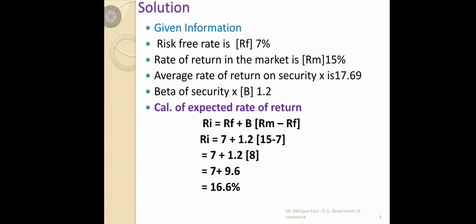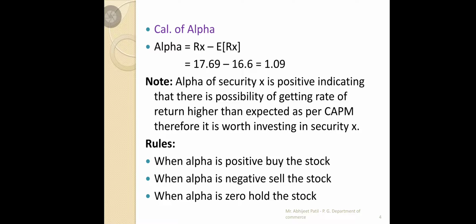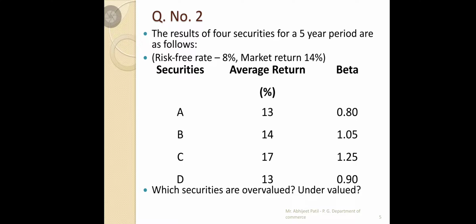What we understand from question number 1 is how to calculate the expected rate of return as per the given information using the CAPM model, and how to calculate alpha values, and how they help in buying, selling and holding decisions. If alpha is positive it is worth investing, and if negative it is not worth investing in that particular stock. Then let's move to the next question.